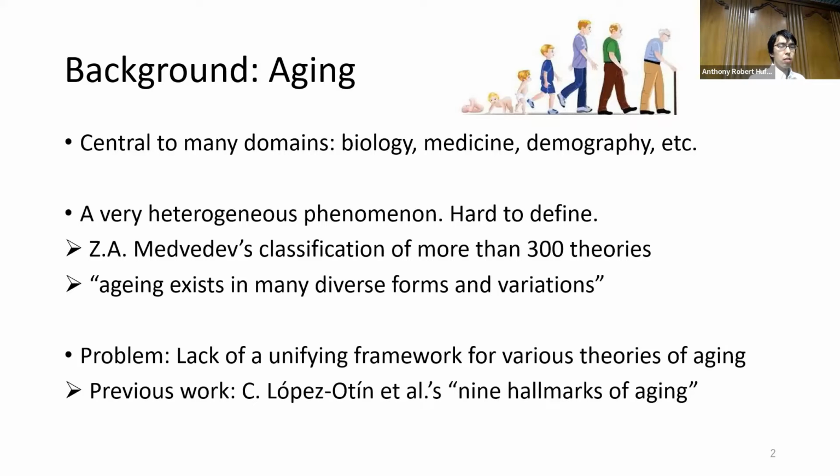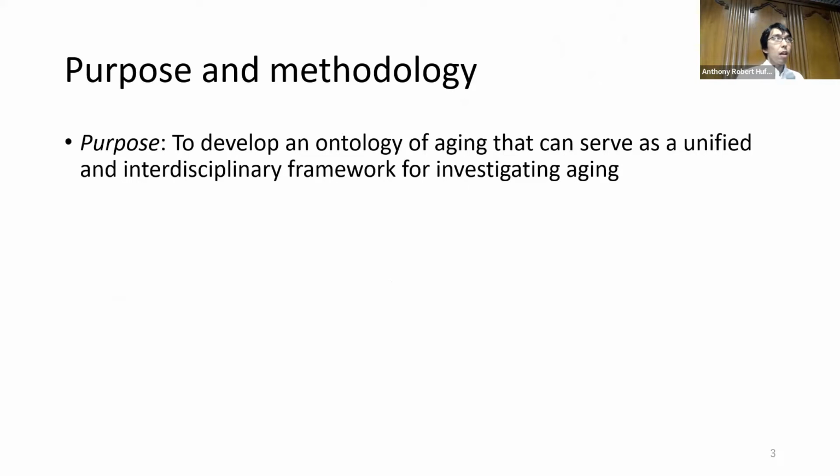And the problem is there's a lack of unifying framework for various theories of aging. As for previous work, for instance, Lopez, Ortiz, and others proposed 9 hallmarks for aging, and they have been widely used in aging research. But it has also been pointed out that they fail to constitute an explanatory paradigm for investigating aging. Then the goal of our work is to develop an ontology of aging that can serve as a unified and interdisciplinary framework for investigating aging.